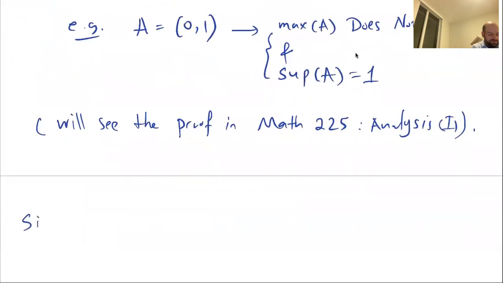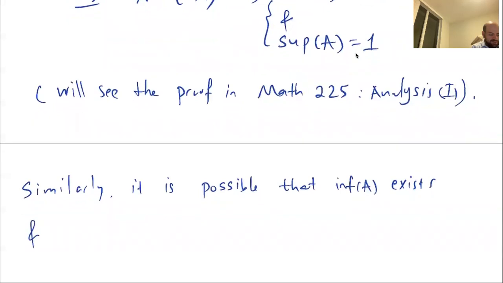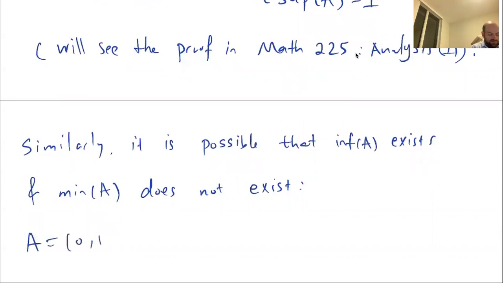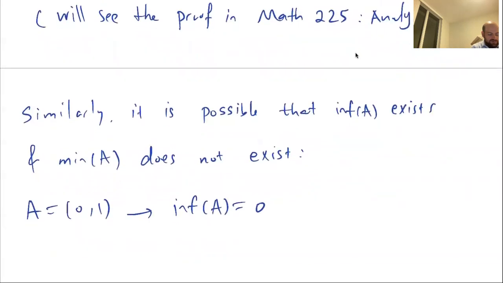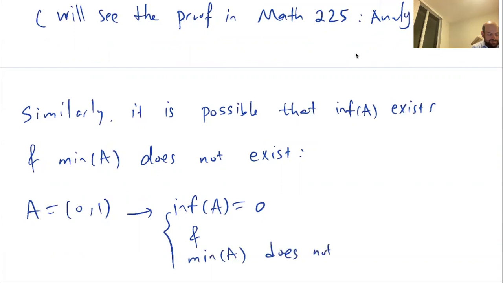Okay, so similarly, it is possible that infimum A exists and minimum A does not exist. Again, you can consider A equals the open interval 0 to 1. Then we can say the infimum of A is 0, and the minimum of A does not exist. The greatest lower bound is 0, but 0 is not in A, so it cannot be considered as minimum.